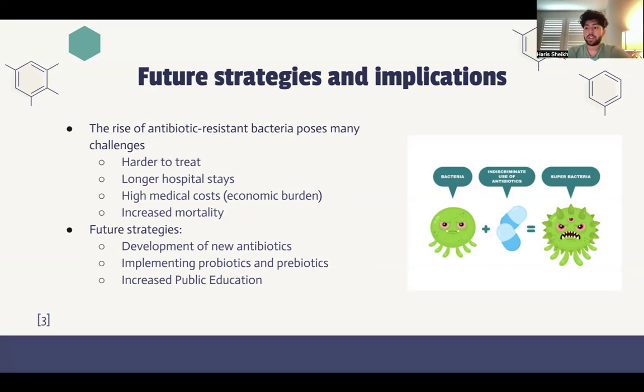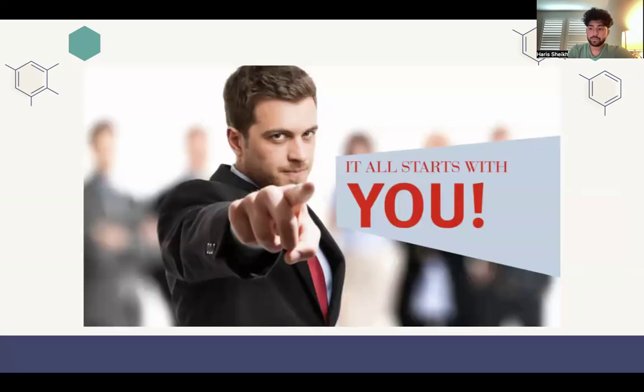So this can help the public understand the importance of antibiotic use and the impact of antibiotics on their microbiome, and also help them understand when antibiotics are necessary and also when they are overused as well.